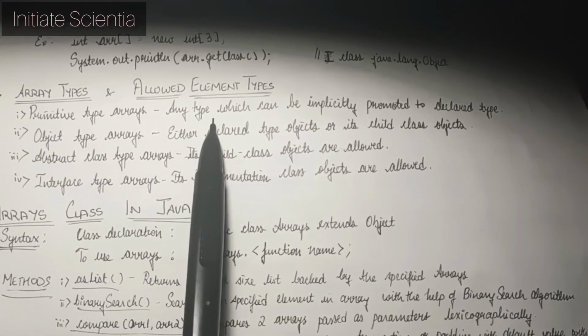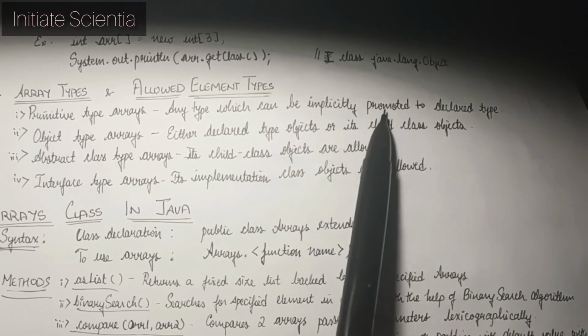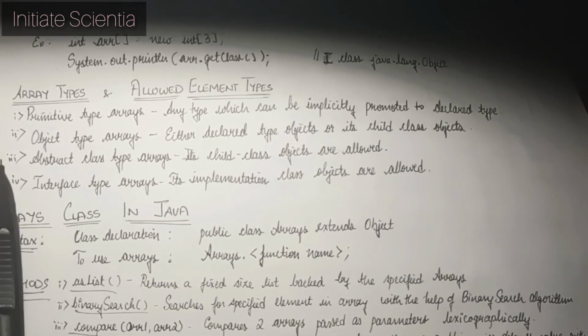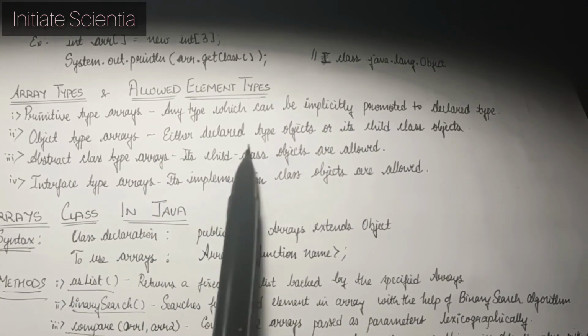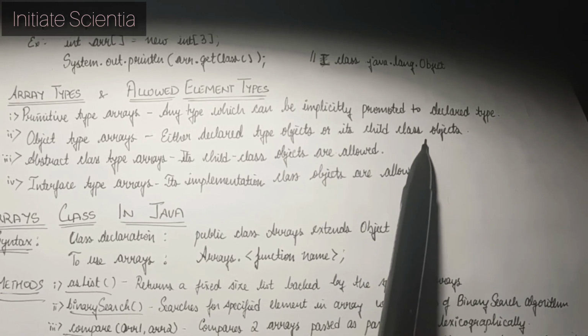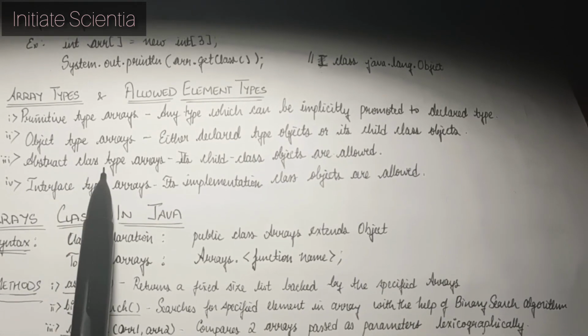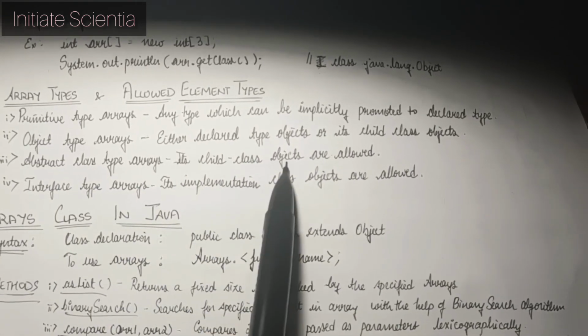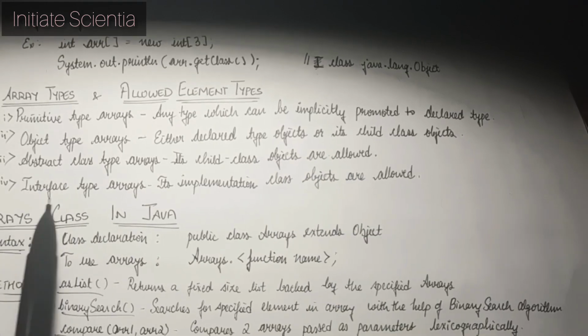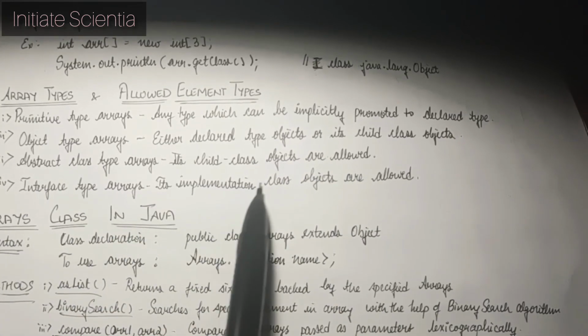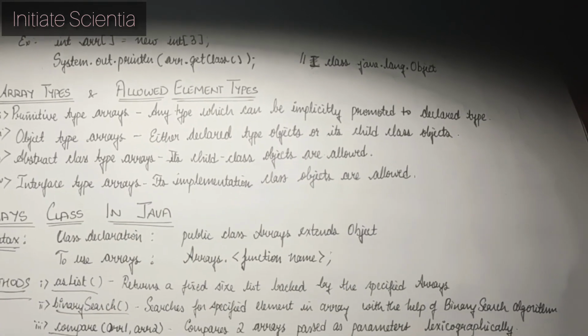Array types and allowed element types. Primitive type arrays: any type which can be implicitly promoted to the declared type. Object type array: either the declared type object or its child class object. Abstract class type array: its child class objects are allowed. Interface type array: its implementation class objects are allowed.